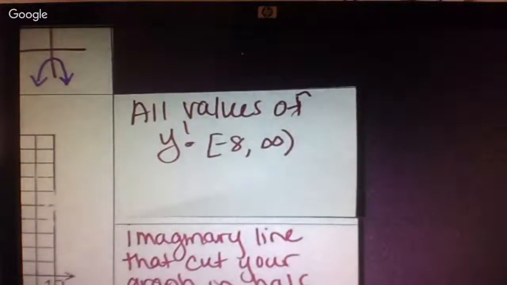You used the wrong bracket. No, I used the right bracket. Why? Because -8 is a point on the graph, so you need a square bracket. If I put a rounded bracket, that means that my graph would look something like this, and it would have a hole there where there would be no point.